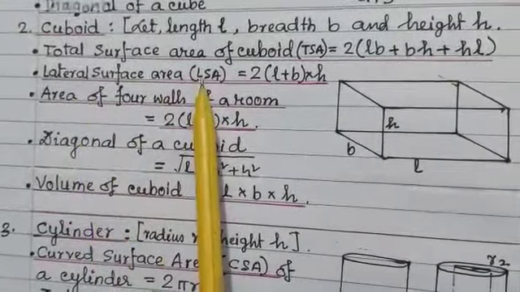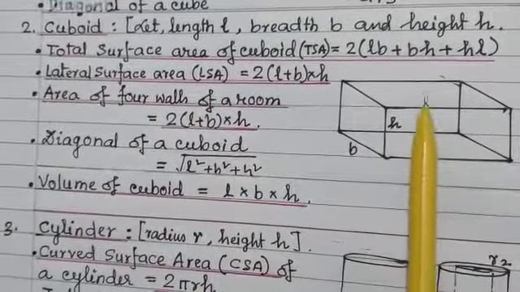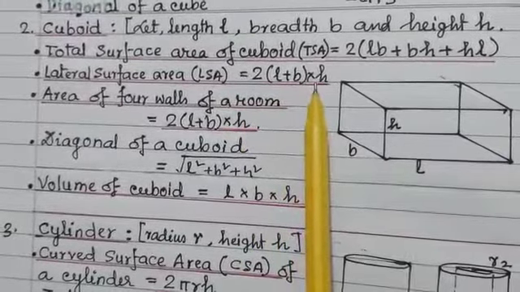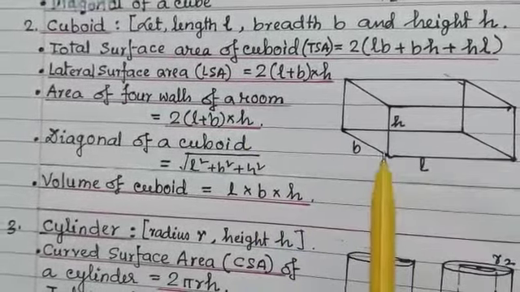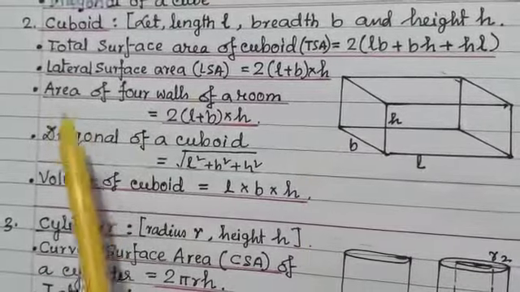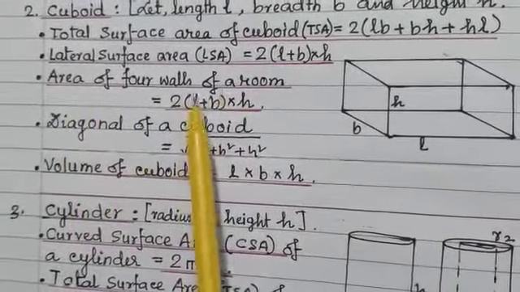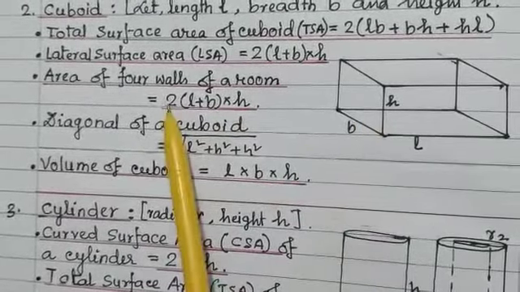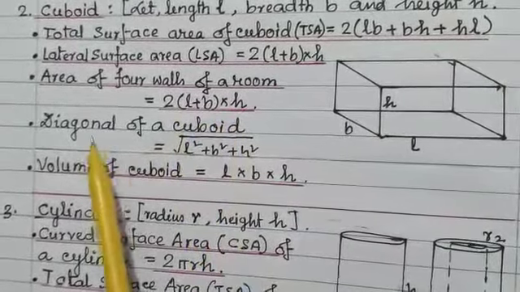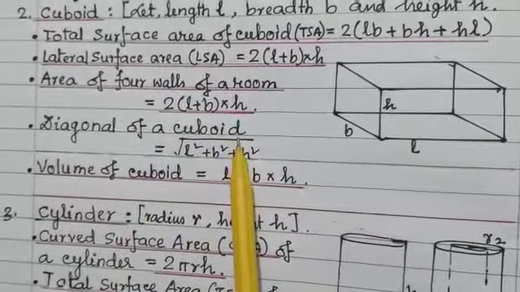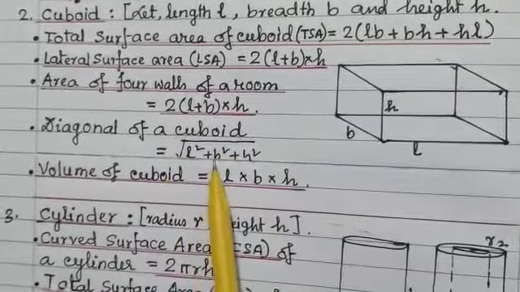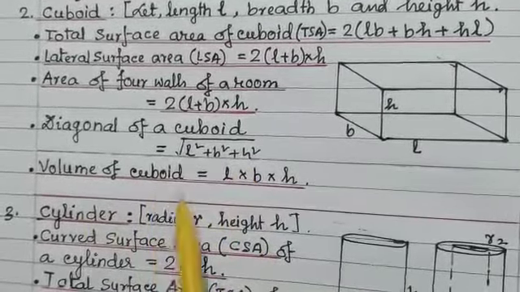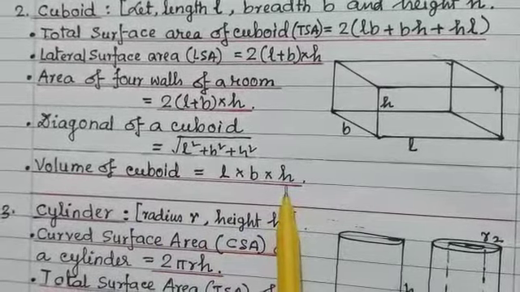Now lateral surface area, all 4 sides without top and bottom, that is 2 into length plus breadth into height. 2 into length plus breadth means perimeter into height. Area of 4 walls is also the same: perimeter of base into height, so 2 into length plus breadth into height. Diagonal of the cuboid is under root length square plus breadth square plus height square. And volume of the cuboid is length into breadth into height.